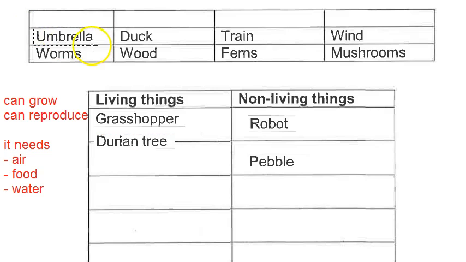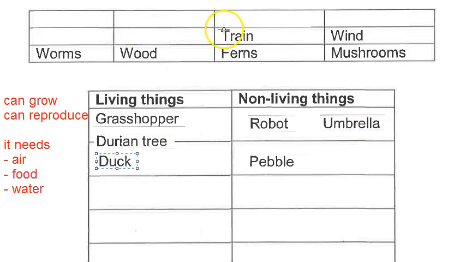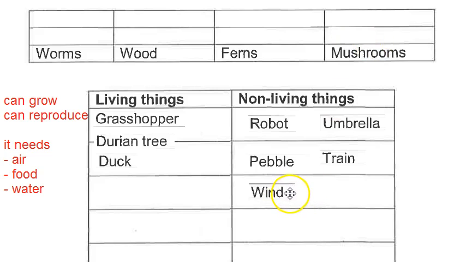Umbrella is a non-living thing. It can't reproduce. You can't have tiny cute umbrellas. If you see tiny cute umbrellas, they are not baby umbrellas, but they are made that way. It's a non-living thing. A duck has ducklings, it can reproduce. Trains are non-living things, they can't reproduce. It does not need air, food, or water. The wind is just moving air, and it's a non-living thing.